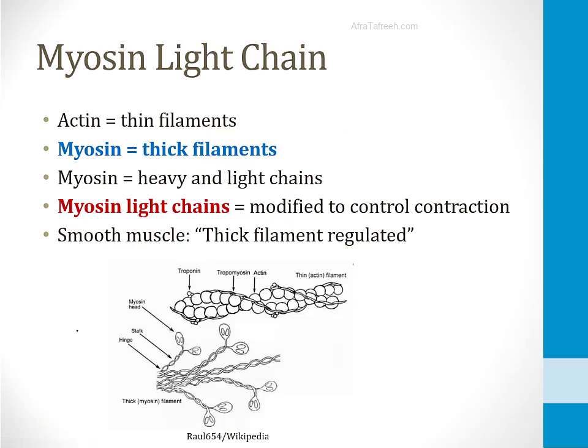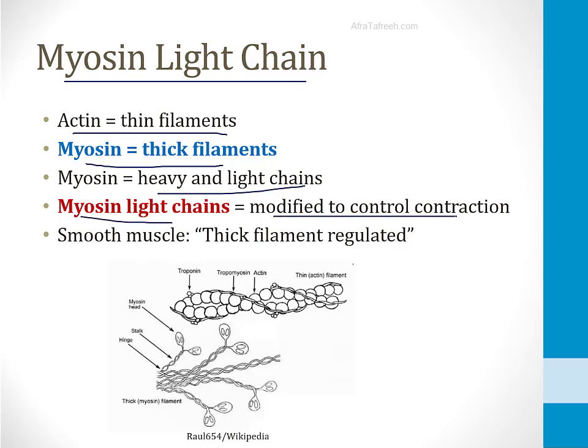In the video on skeletal muscle, I talk about actin and myosin in detail. Here what I'm going to focus on are the myosin light chains, because these are important regulatory elements that control smooth muscle contraction. In the video on skeletal muscle, I talked about how actin filaments are called thin filaments and myosin filaments are called thick filaments. Well, myosin is made up of heavy and light chains, and the light chains are what are modified to control contraction in smooth muscle. For this reason, smooth muscle is sometimes called thick filament regulated, because myosin filaments are thick filaments, and the myosin light chain portion of myosin filaments is what is modified in order to control contraction.